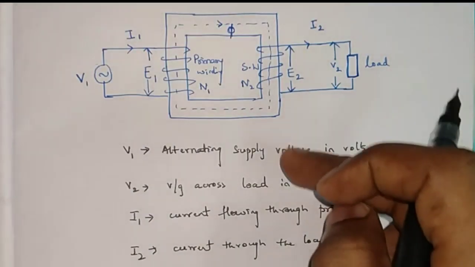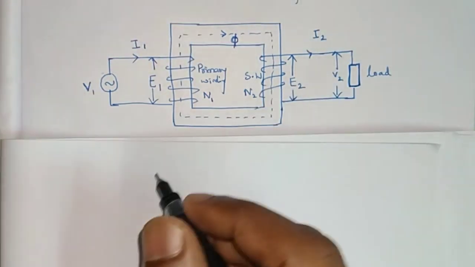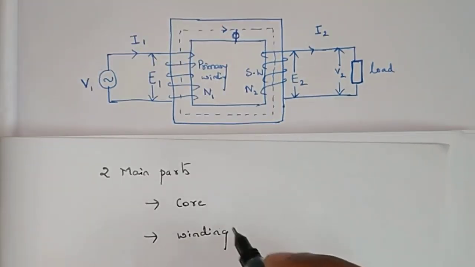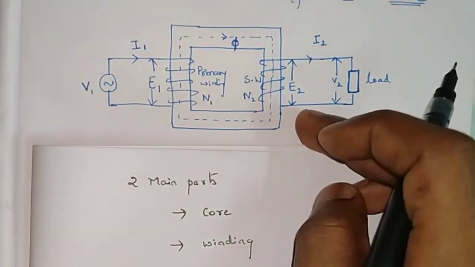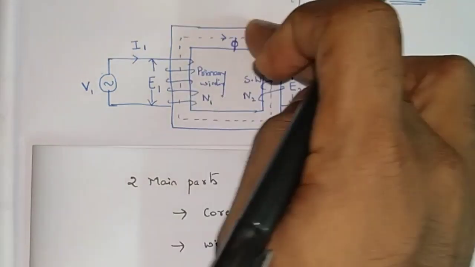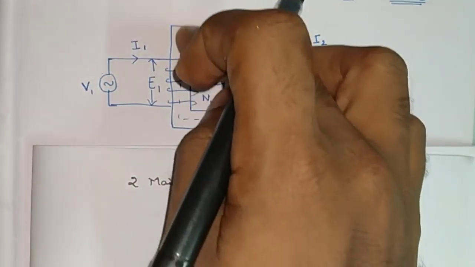After explaining the terms one by one, now I need to explain the parts of the transformer. You have two main parts in the transformer: one is the core and the other is the winding. First I'll explain about the core. From this diagram you can see the core is nothing but this rectangular or square kind of box on which the winding has been wound. So this is called the core.